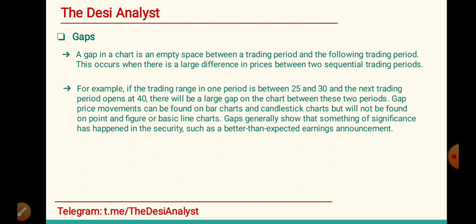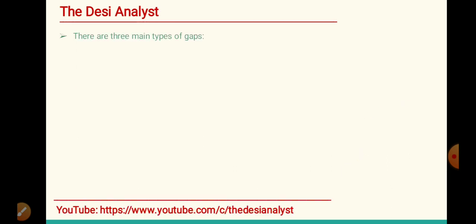Gaps generally show that something of significance has happened in the security, such as a better than expected earning announcement or some news. There are three main types of gaps: breakaway, runaway, measuring gap, and exhaustion gap.